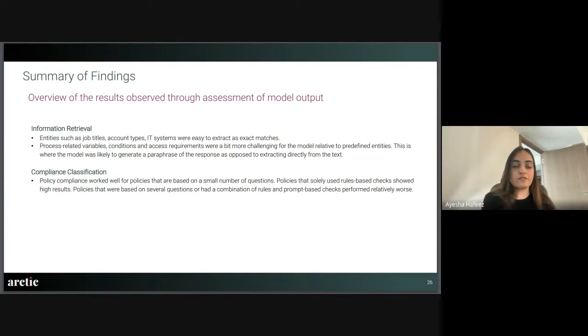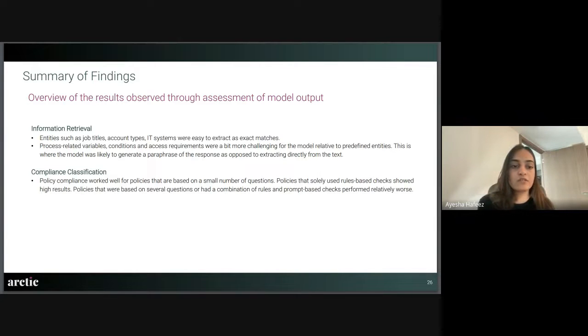All right, so a quick summary of the results. Entities such as job titles, account types, and systems were easier to extract. Process-related variables and access requirements were a bit more challenging for the model because this is where the model was likely to get a bit more creative, but it still performed well for our purposes.